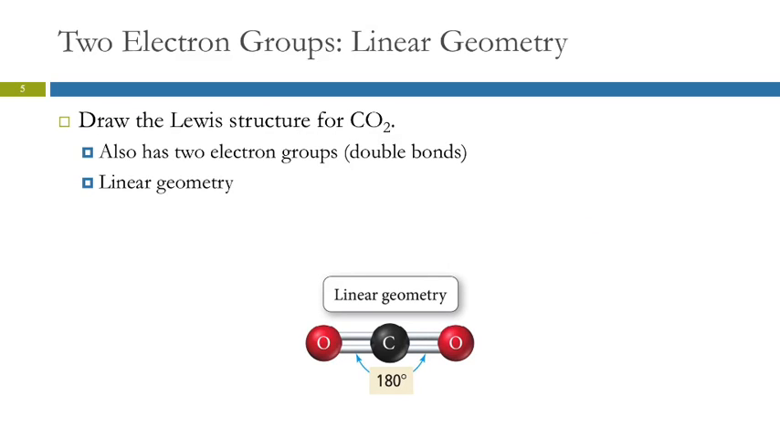Let's look at carbon dioxide. Again, we have to look at the Lewis structure. The Lewis structure for carbon dioxide looks like this. Carbon has a double bond with oxygen on each side. Looking at that central atom, how many electron groups? Two. A double bond is one group, so we have one group, two groups. Same thing happens. They're going to be on opposite sides of the central atom, also a linear geometry. The bond angle here is 180 degrees.